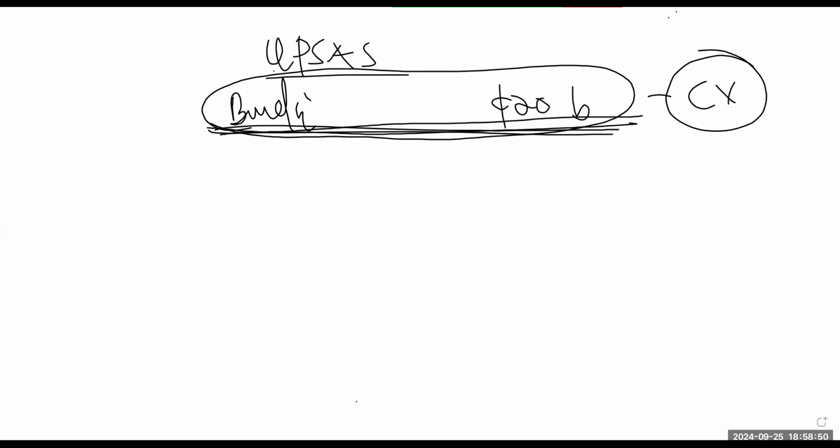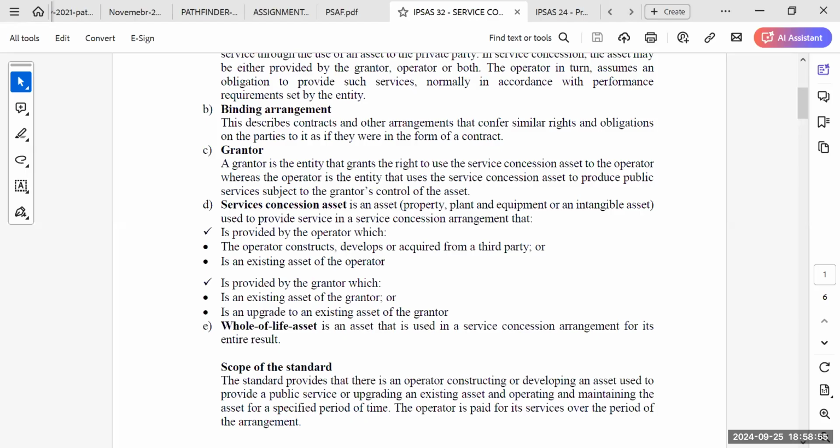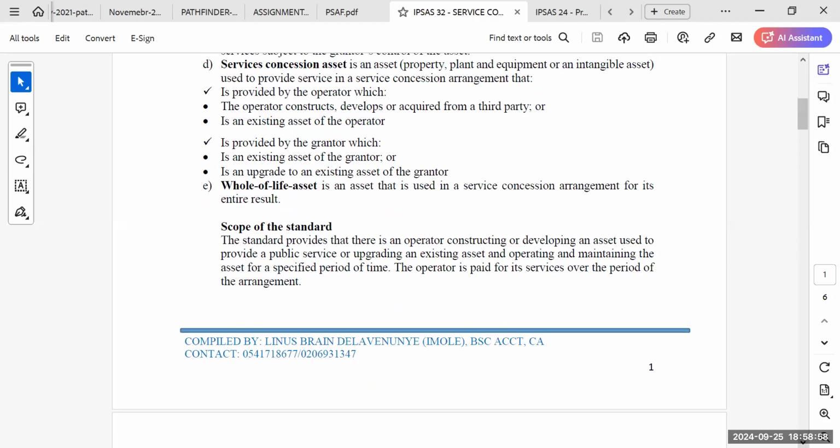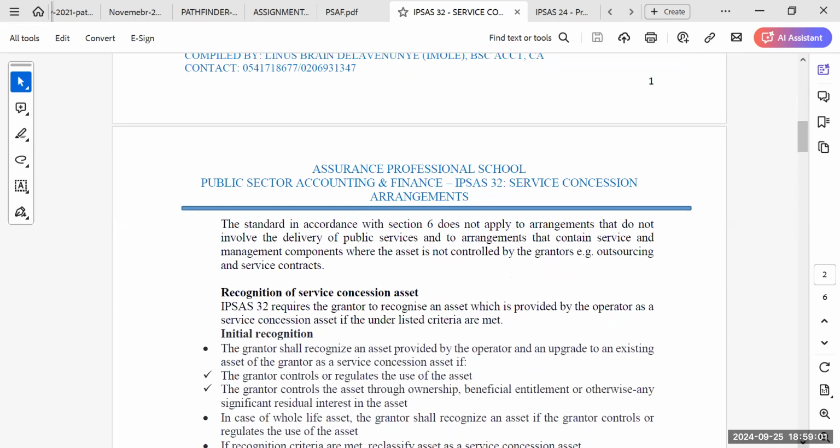The government should recognize a service concession asset when the government controls it. So they can ask you for the recognition criteria for a service concession asset. We have now entered into an agreement that you are going to construct a hostel. After constructing the hostel, you are going to rent it out for 10 years. After the 10 years, you will give that particular hostel back to me.